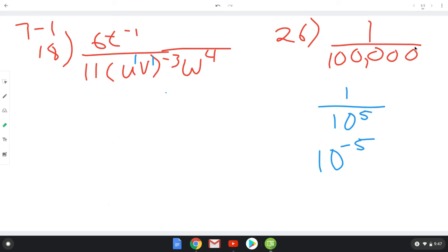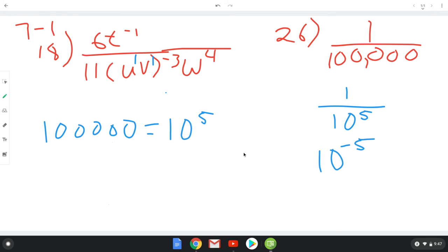So if I have 1 over a power of 10, then that's going to be 10 to the negative, and then the exponent is going to be the number of zeros. If it wasn't 1 over 10,000, if I just wanted to write 10,000 with an exponent, that would just be 10 to the fifth. So if it's not 1 over, then it's a positive exponent. If it's 1 over something, then that's going to be a negative exponent.